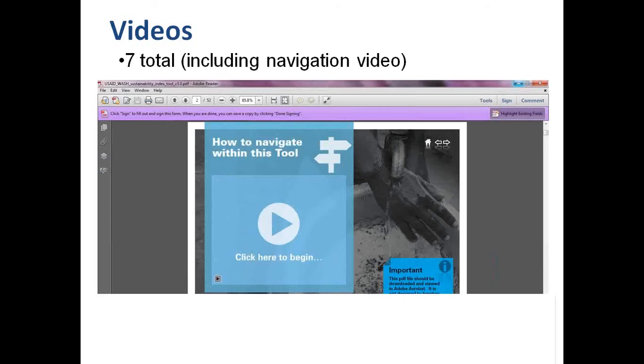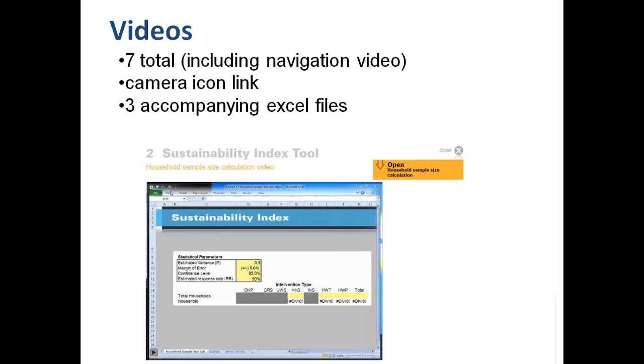There are a total of 7 videos, including an introductory video which explains the navigation through the PDF. After watching this, you will find various camera icons which link to videos that are embedded at the end of the PDF document and explain some of the different processes of the tool. Three of the 6 videos on the content side have accompanying Excel files which are downloaded from the exact page on which the videos appear.